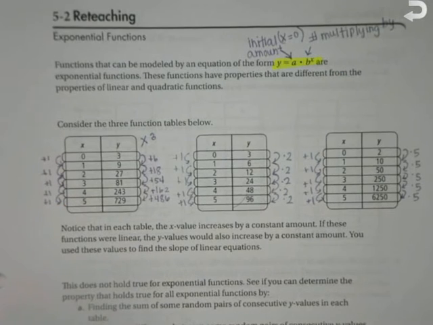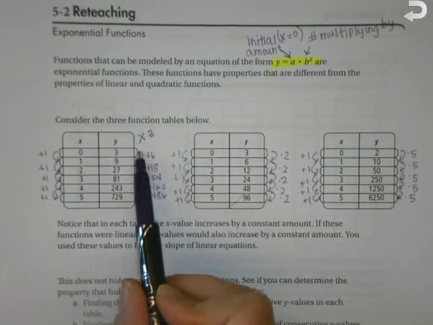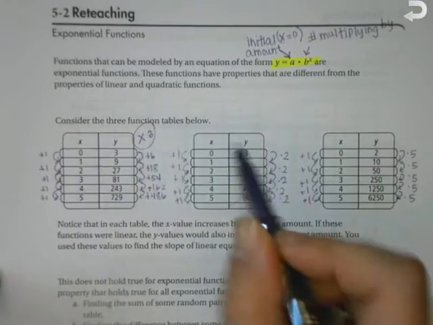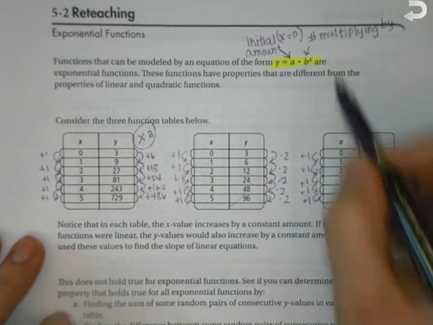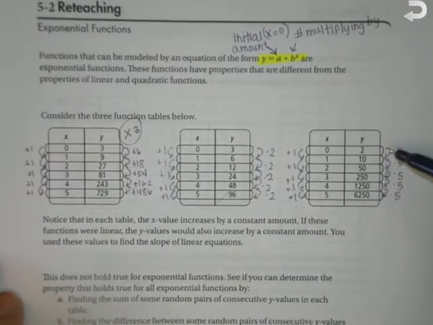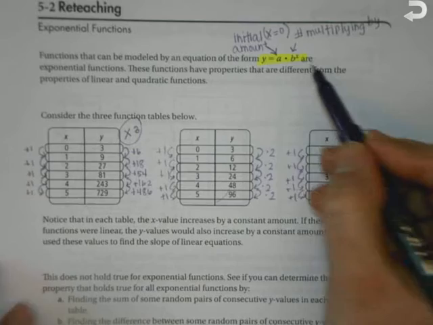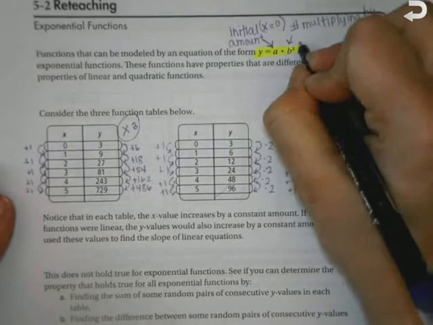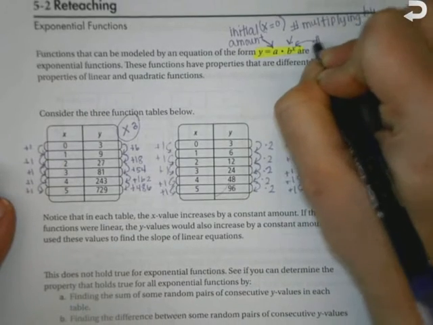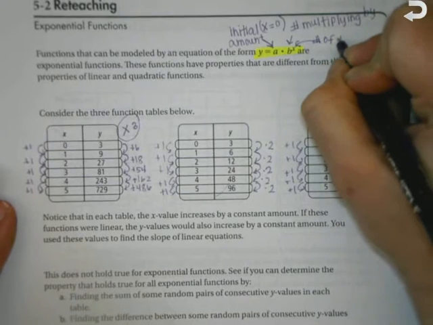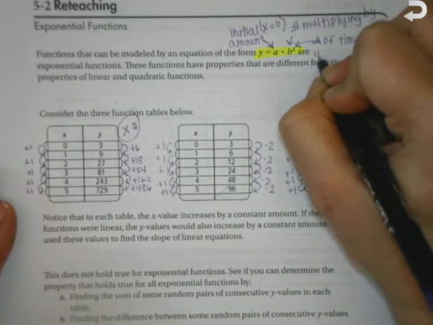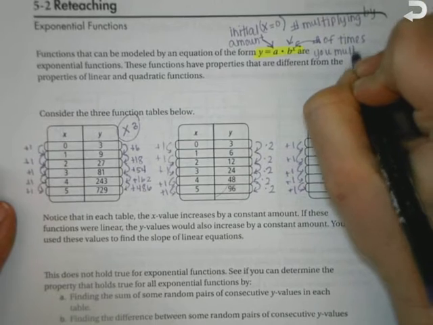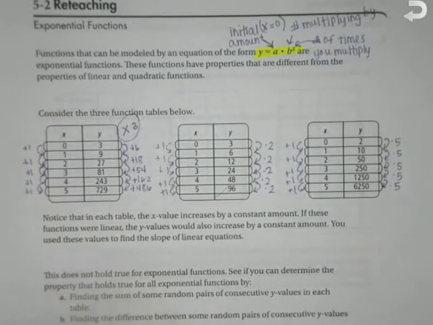Okay? b represents the number you are multiplying by. So in table 1, what number were we multiplying by every time? 3. What about table 2? 2. So the b would be 2. And what about table 3? 5. So the b would be 5. x is going to be the number of times you multiply. So when I ask you to plug in a certain number for x, that means the number of times you multiply by that number.